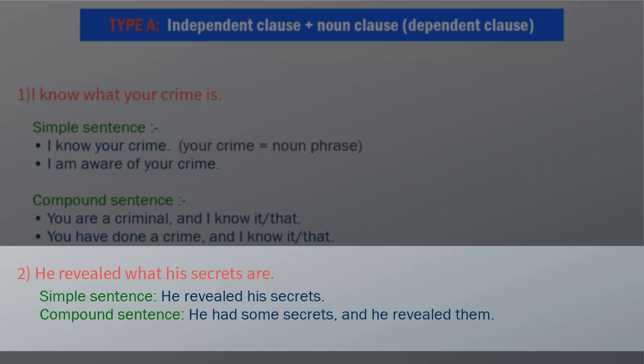Compound sentence, two independent clauses. Change the subordinating conjunction into a coordinating conjunction. He had some secrets and he revealed them. We have the same meaning. The sentence gives the same meaning, right? So guys, that is case number one, where the dependent clause is working as a noun.